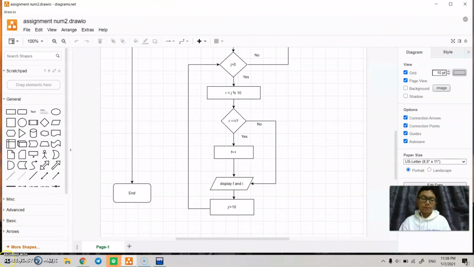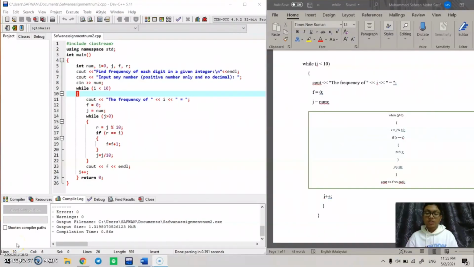For the last part of this question, we will look at the coding. Firstly, we have to know that this program has two kinds of loop, which are the inner loop and the outer loop. The outer loop shows the frequency, meaning it displays the output, because the question wants us to display the frequency of each digit from 0 until 9. Meanwhile, the inner loop does the calculation. It will count the frequency of each digit in the input from the user.